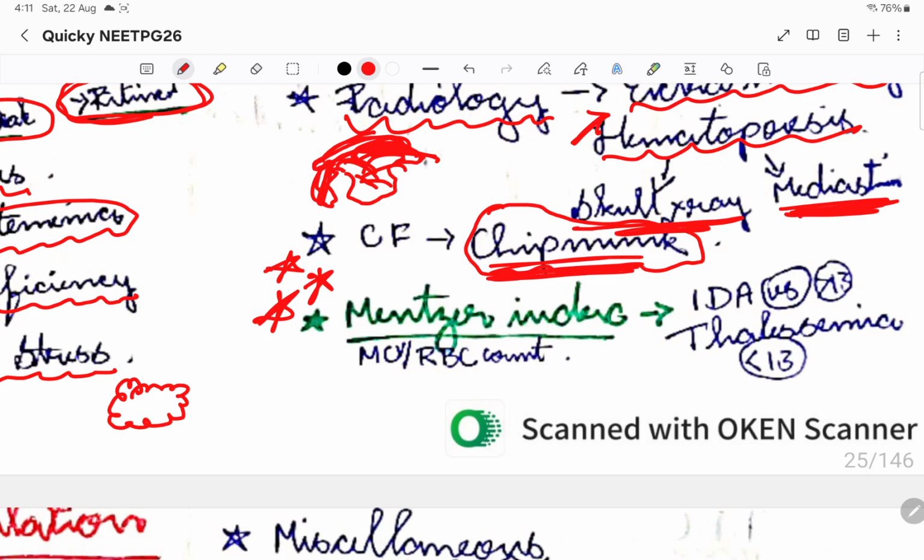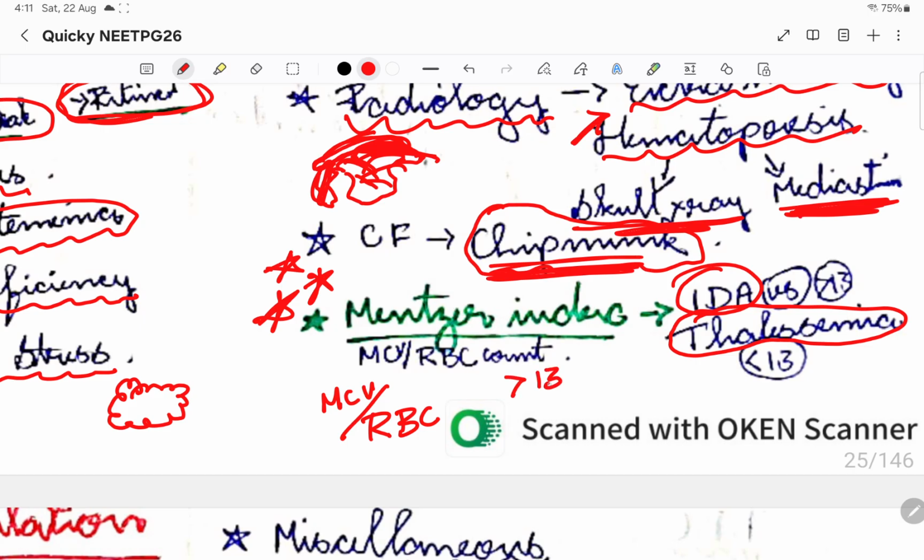This is called the Mentzer index. Based on this Mentzer index only, we are going to decide whether the microcytic anemia that we diagnosed was because of iron deficiency anemia, or because of thalassemia. So the Mentzer index is nothing but MCV by RBC count. If it is more than 13, it is going to be iron deficiency anemia, whereas if it is less than 13, it is going to be thalassemia.